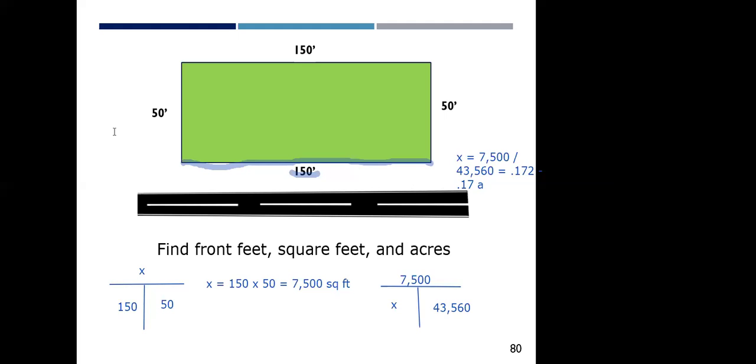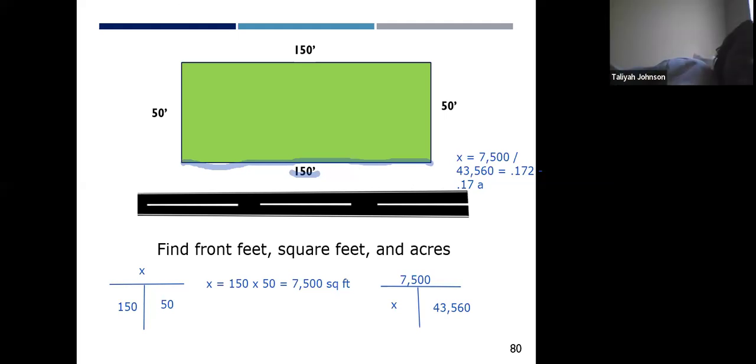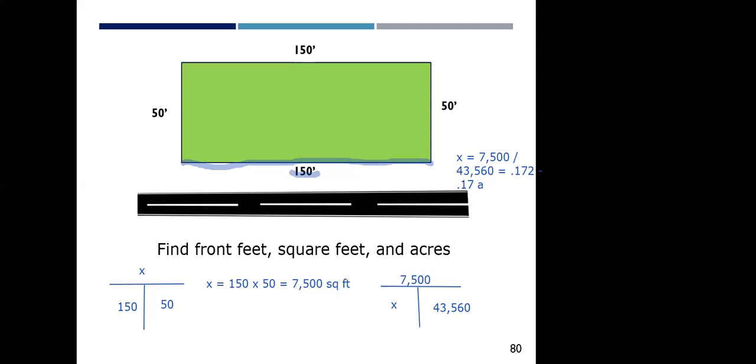So we had 150 front feet, 7,500 square feet, and then we have 0.17 acres. What questions do I have? On the test, will they be using like the little apostrophe by the number to represent feet? Yes. Okay. 1 mark is feet, 2 marks is inches. Yep.